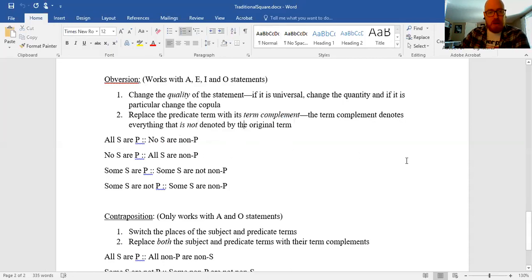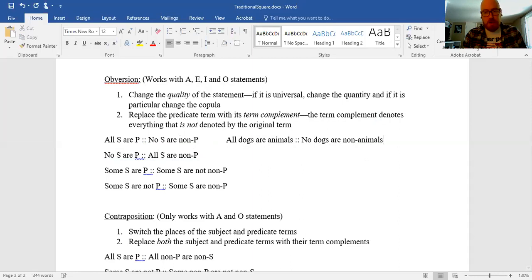So let me give you an example. If I have something like all dogs are animals, okay? So here dogs and animals are both count nouns, okay? That can very easily be obverted to, whoops, forgot my own rules here, okay? No dogs are non-animals, all right? So if your terms are count nouns, you can just simply throw a non with a hyphen in front of that. Okay, so that's fairly easy.